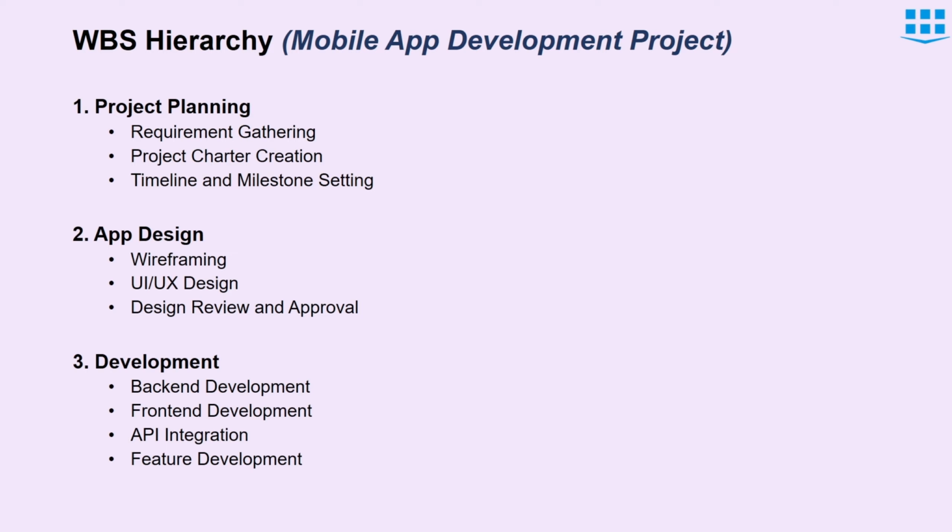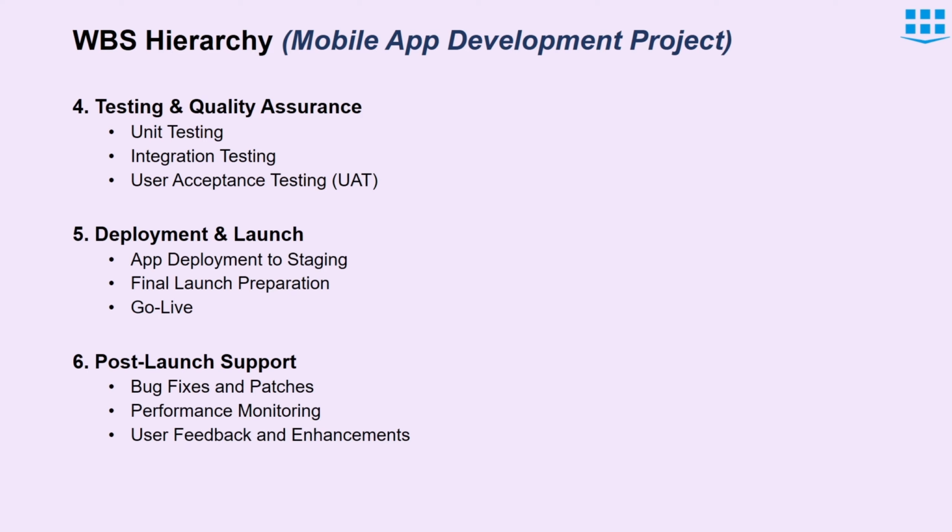You can see the first deliverable is project planning, then app design, development, testing and quality assurance, deployment and launch, and post-launch support. I've also broken down these deliverables into their work packages. Now let's put all of this data in a WBS hierarchy.